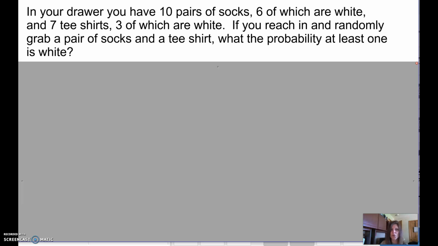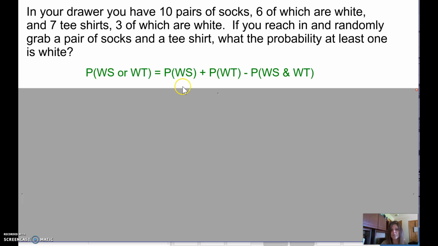All right, so in this problem, we have a drawer that has socks and t-shirts. We had 10 pairs of socks, 6 of which were white. We had 7 t-shirts, 3 of which were white. And we're going to reach in randomly and grab a pair of socks and a t-shirt. We want to know what's the probability at least one of those is white. I either get white socks or a white t-shirt, or maybe both, but I get one or the other. So I'm going to apply my formula, the probability of white socks plus the probability of a white t-shirt minus the probability of getting both the white socks and t-shirt.